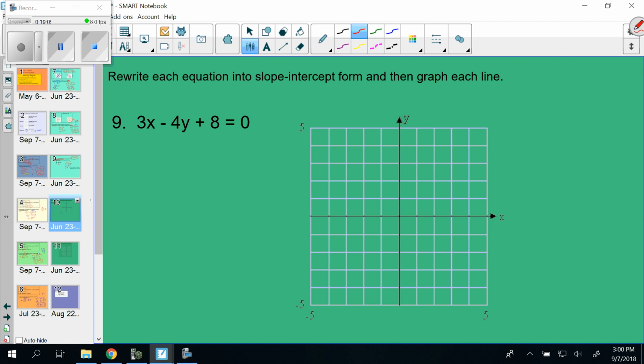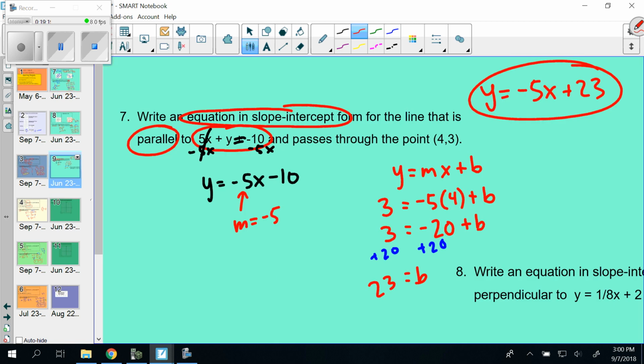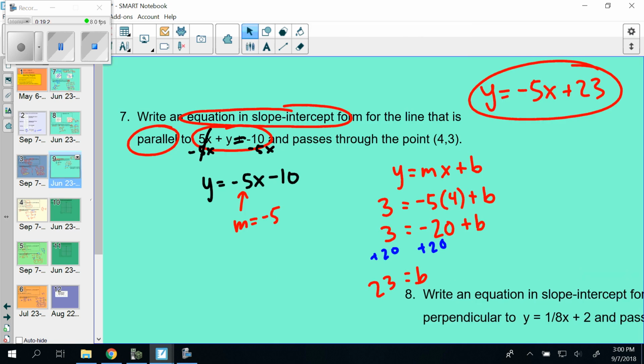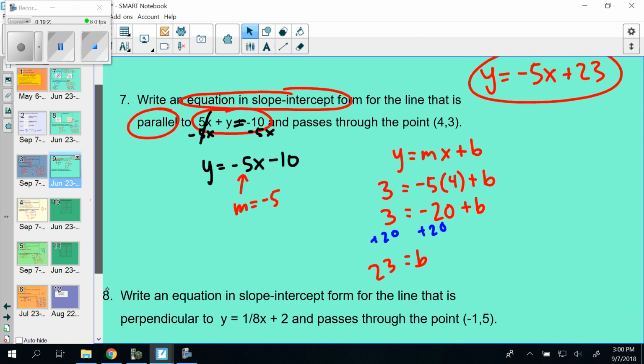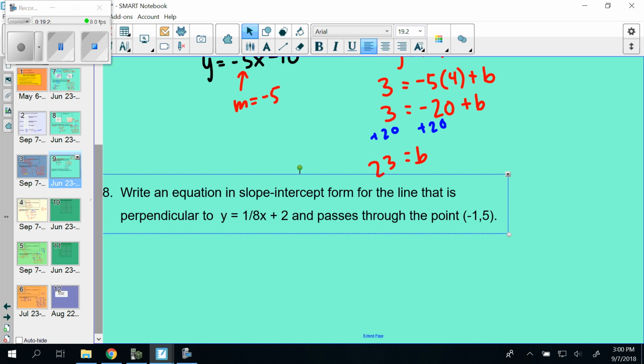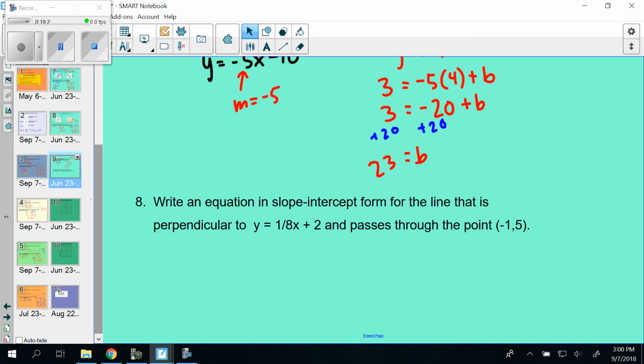This one, number 9. Now we're getting into some equations here that, oh, sorry, I think I skipped one here. Number 8, missed it. Number 8 wants you to do a similar problem to the last one, but with a perpendicular slope. I want you to pause the video and see if you can pick out what the perpendicular slope is going to be. All right, let's see what you got.